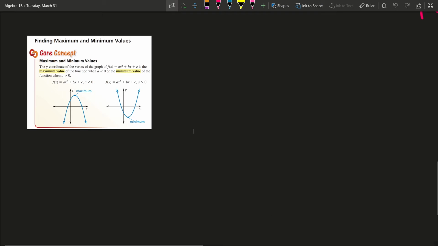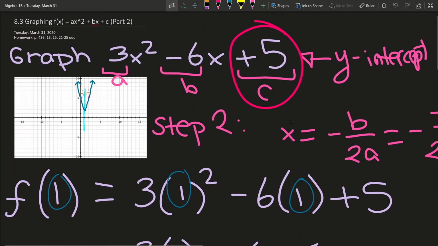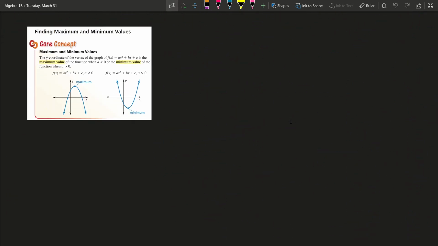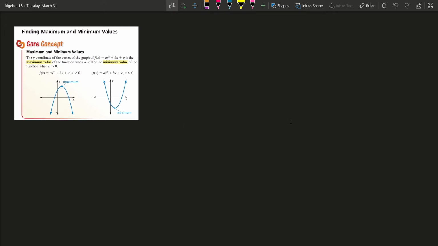Alright, this is continued from the previous video. 8.3 graphing f of x equals x squared plus bx plus c, part 2. So this is just the second part of this video. Now we'll be working on finding maximum and minimum values.